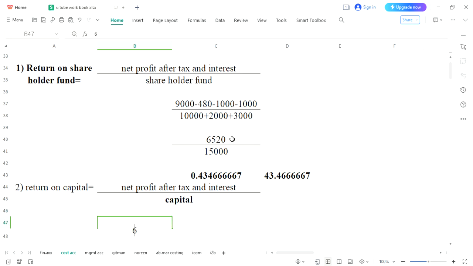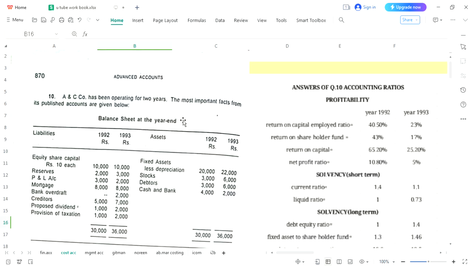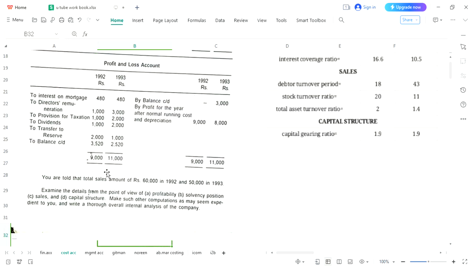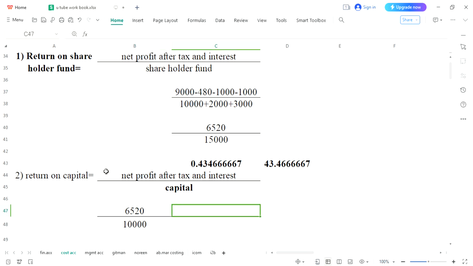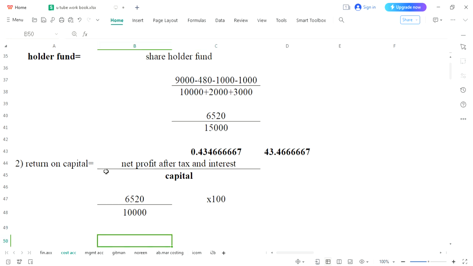So we will simply put 6520 directly, and then we need to have capital. And again, this capital was already used over here: capital plus reserve plus surplus. So 10,000 is capital. Look here, capital is 10,000. So here you will put 10,000, and if you want to make it in terms of percentage, you will multiply it by 100.